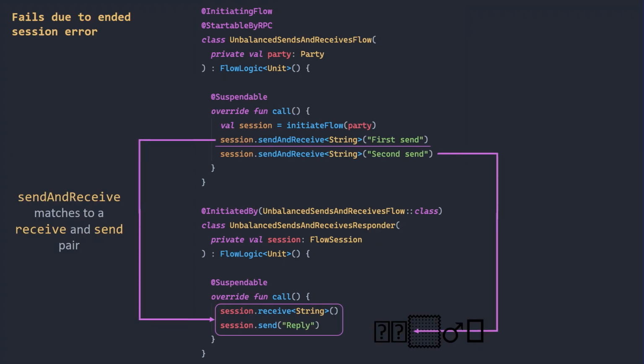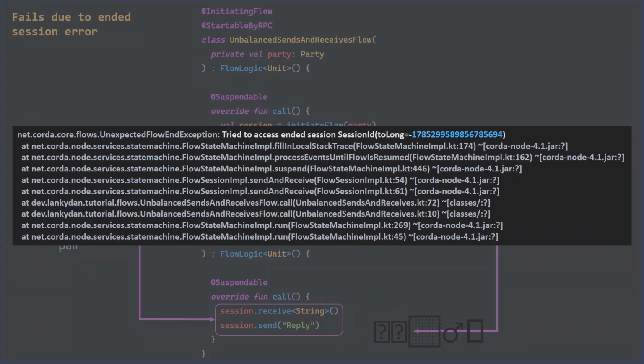This example is for a flow that fails due to an ended session error. We have a first call of send and receive, which matches up to receive and send on the responding side. That responding side flow would then end after that final call to send. So when the second send and receive from the initiating side is made, it tries to contact the ended flow on the other side, which leads to the ended session error.